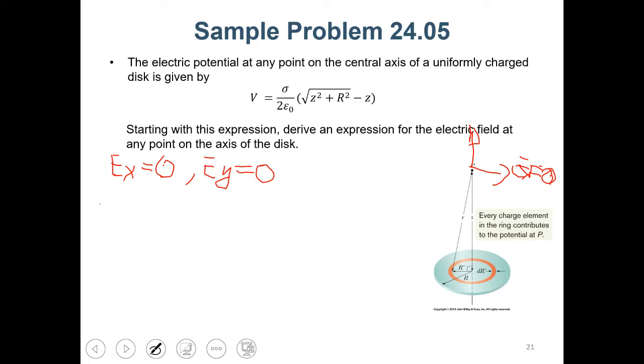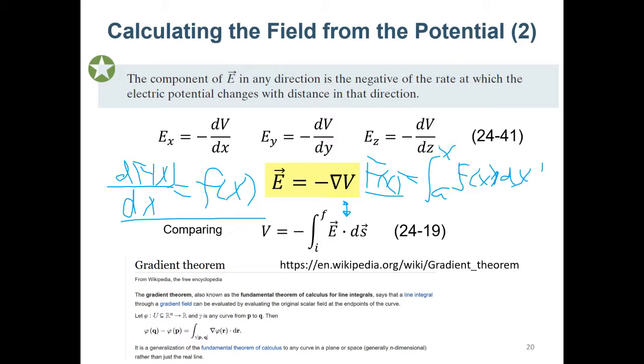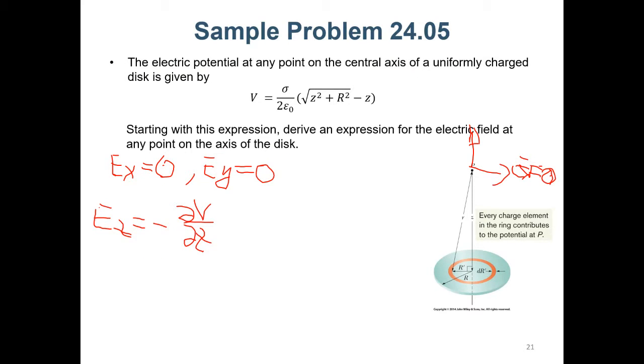So Ez would be something like minus dV/dz. Because actually this is in 3 dimensions, but you can separate it in every dimension like this. Ex will be minus dV/dx, Ey will be minus dV/dy, and so on. You can either write the round (partial) derivative or d. It doesn't really matter in this case.